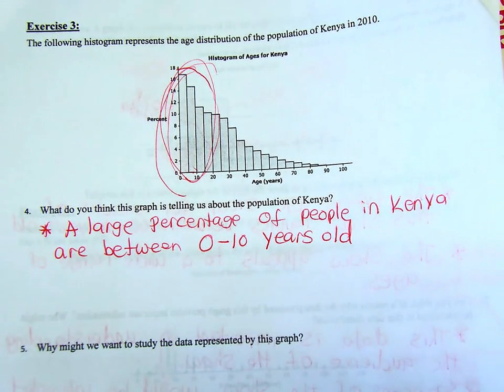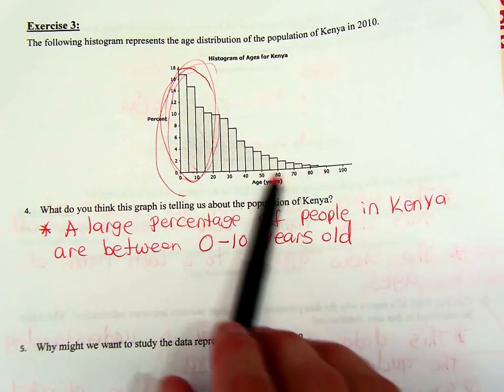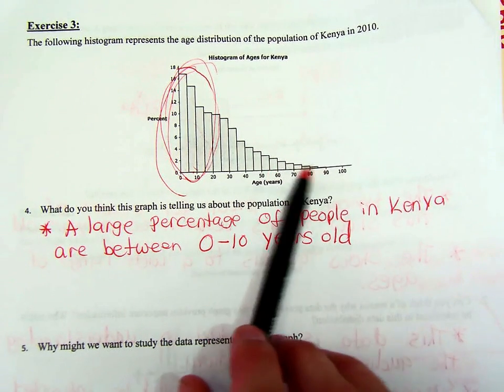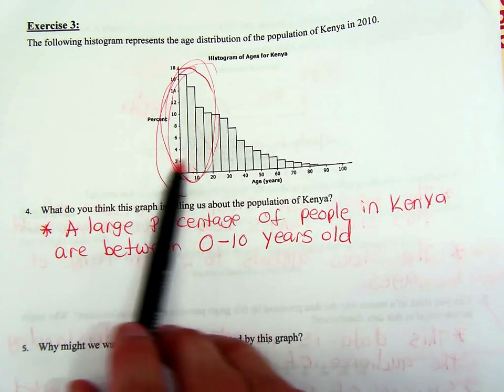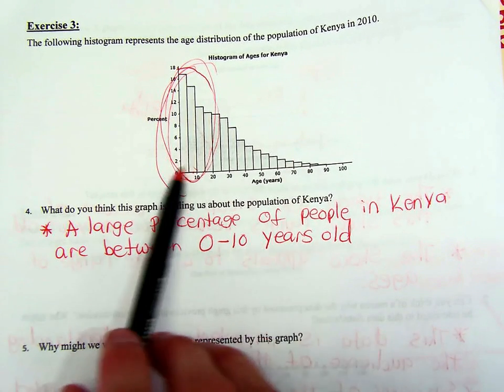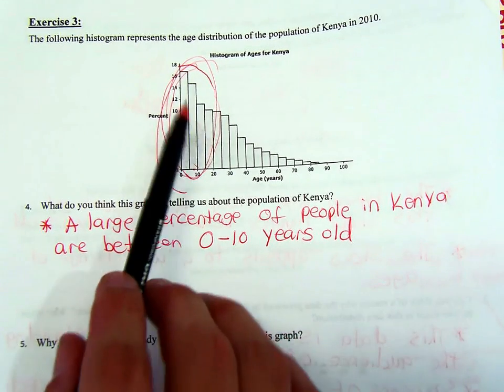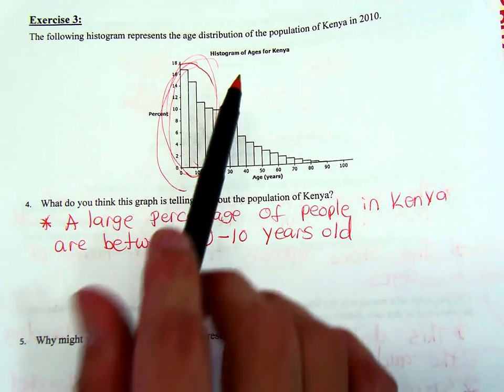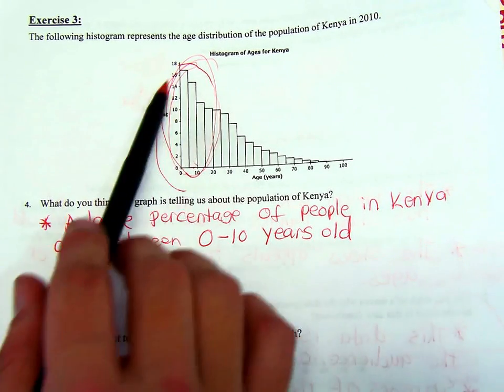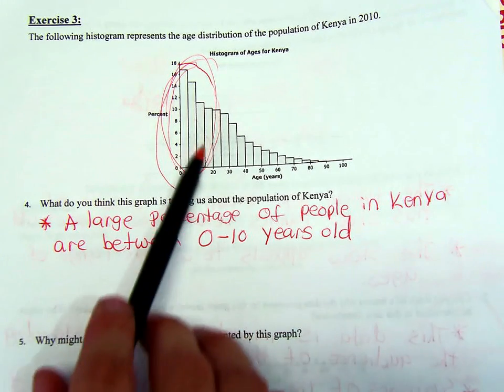It could also tell us that there's a larger, younger population than there is an older population in Kenya. Because if you look over here, between 60 and 80, there's not that many. There might be 2% or 1% and so on for older people. So basically the histogram shows us that most of the people in Kenya are younger rather than older.